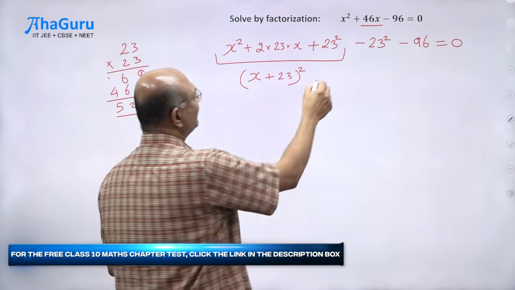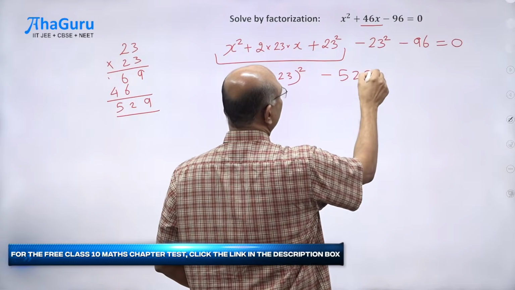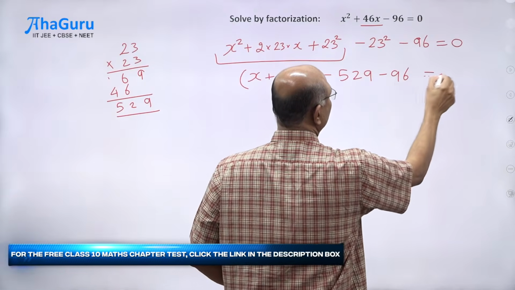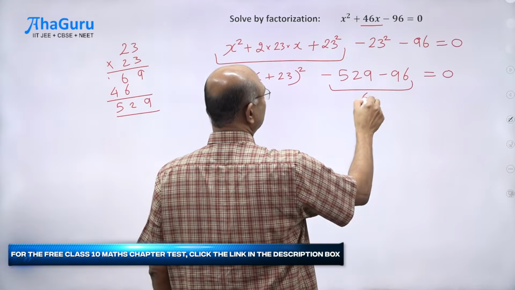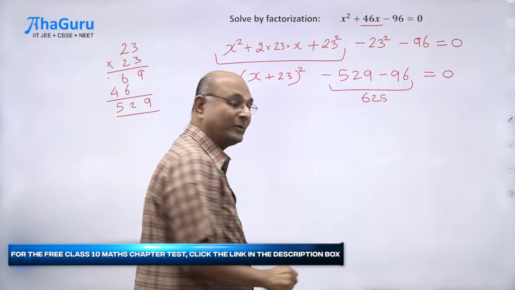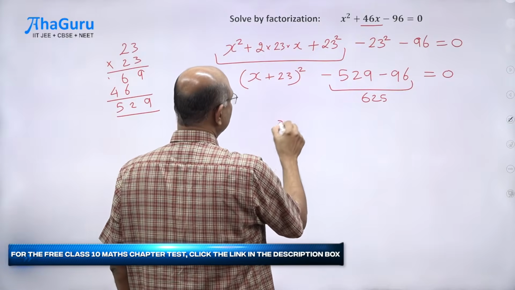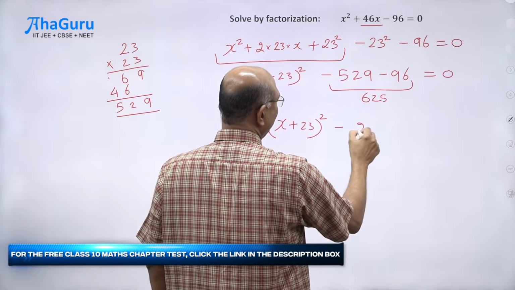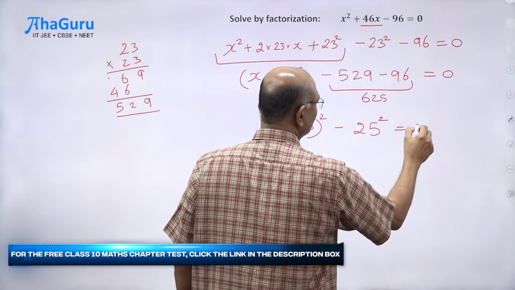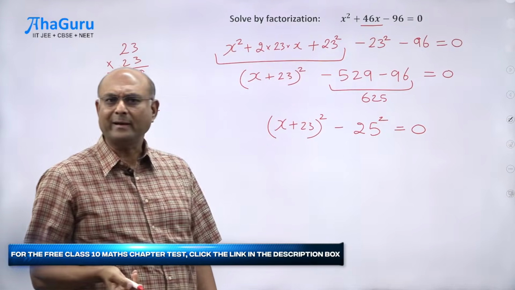529. So this is minus 529 minus 96 equal to 0, and these two together is 625. So 625 is 25 square. So you can write x plus 23 whole square minus 25 square equal to 0. So a square minus b square.